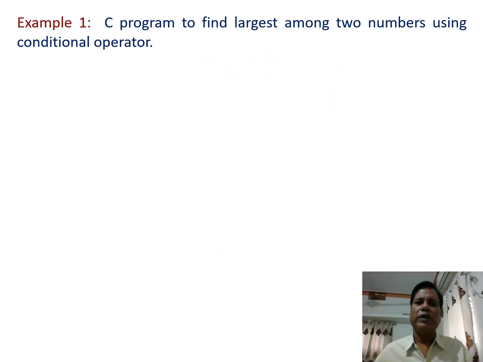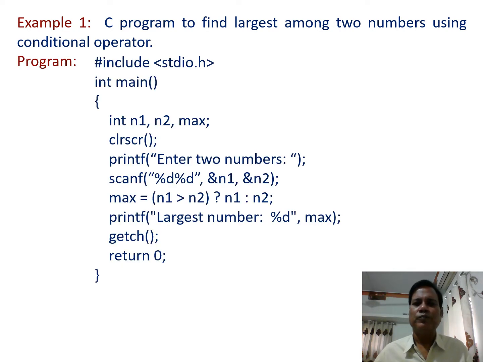Now let us try to understand the conditional operator through some example programs. In example 1, we have to write a C program to find the largest among two numbers using the conditional operator. So a program can be written like this.